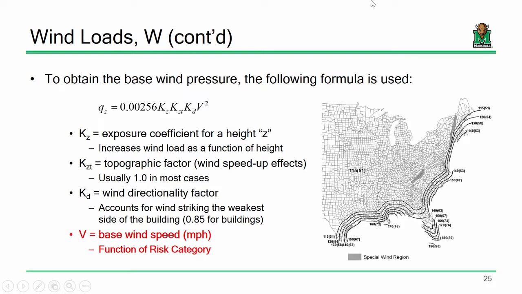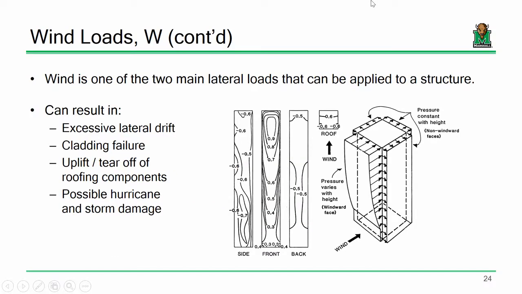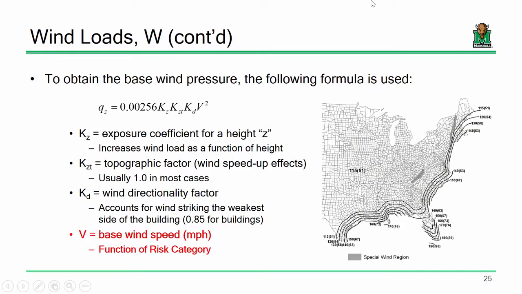You get 0.00256 V squared. Those constants on the end are just trying to adjust that base Bernoulli's equation for some real-life aspects. So Kz is the exposure coefficient. Kz is the one I would say is the most complicated. What it's trying to do is increase the pressure on the building as a function of the building's height. So the taller and taller you get on the structure, the larger pressures you would get, and that's what Kz is taking care of.